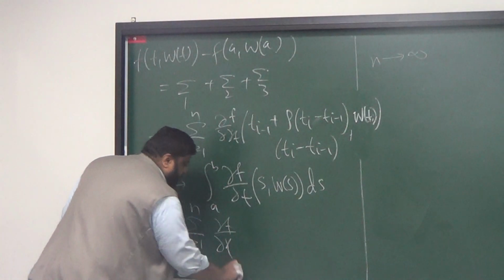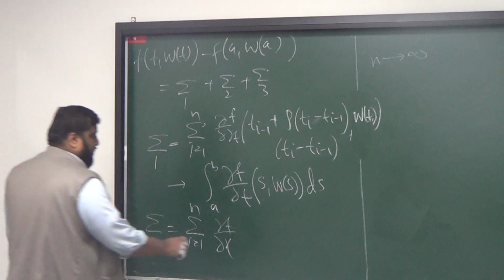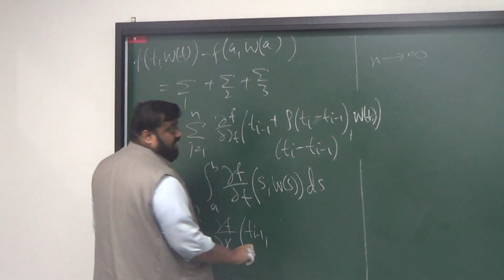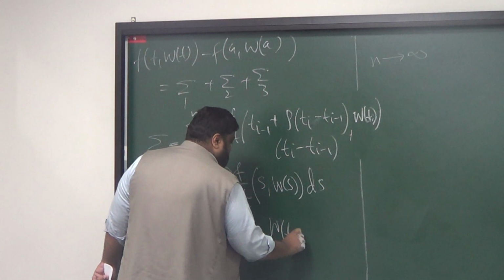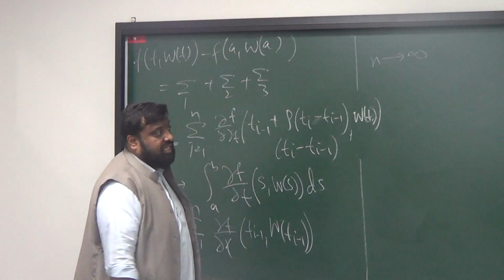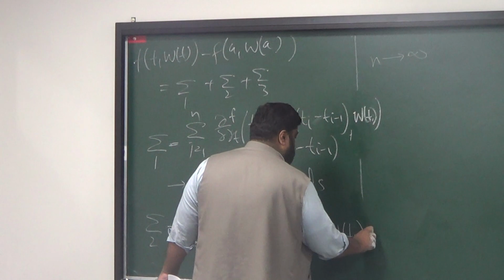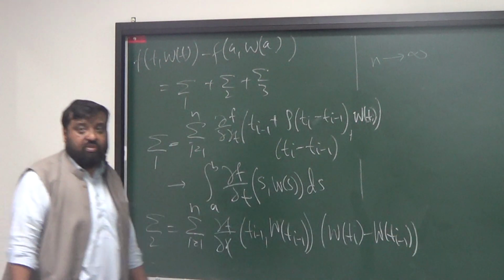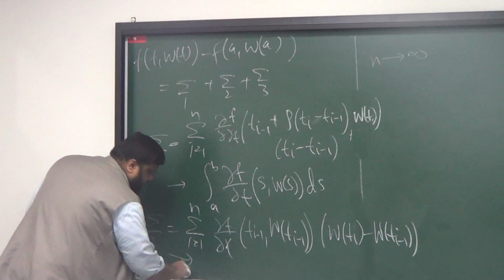So I have partial f by partial x, where s is ti minus 1, w of ti minus 1, times w of ti minus w of ti minus 1. So that is what is going to be the stochastic integral. So this will go to what?